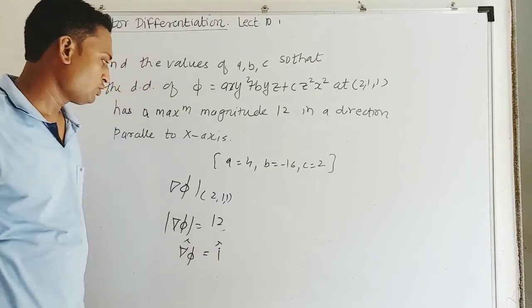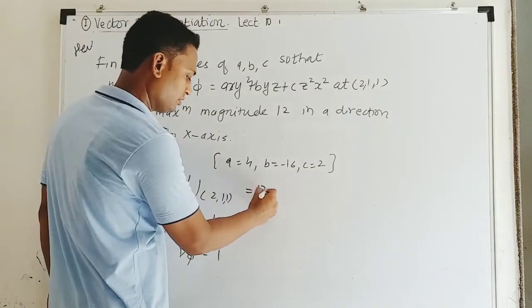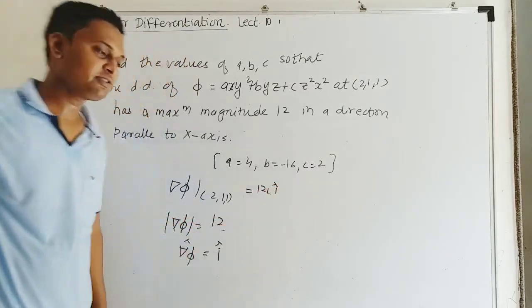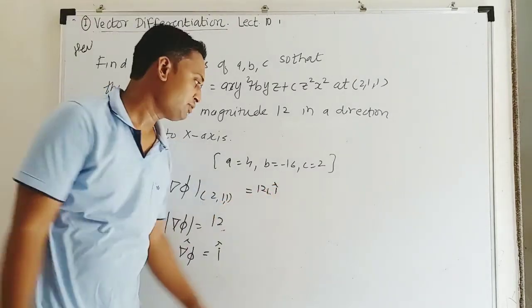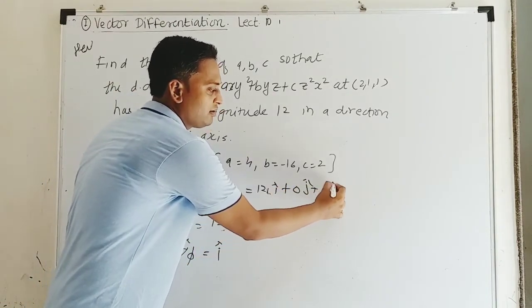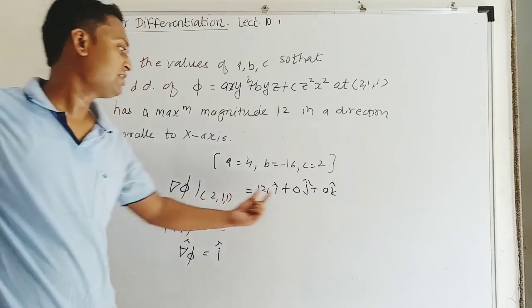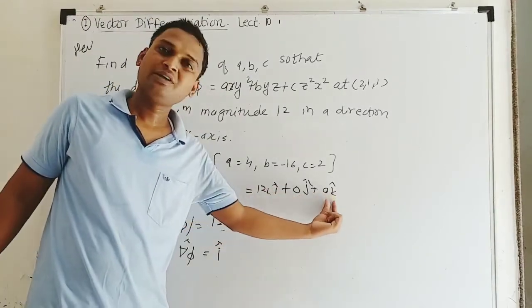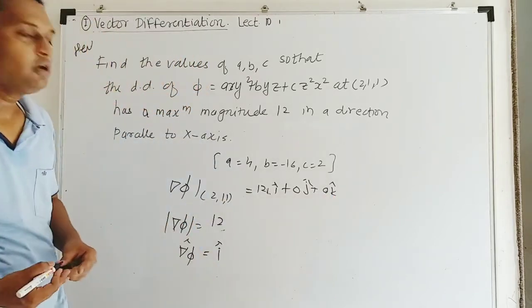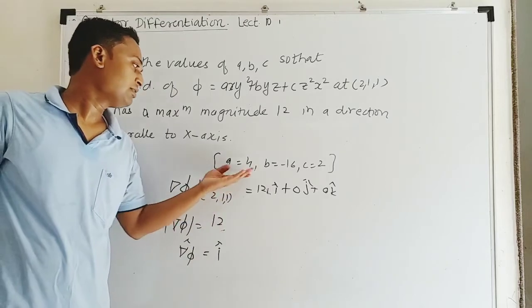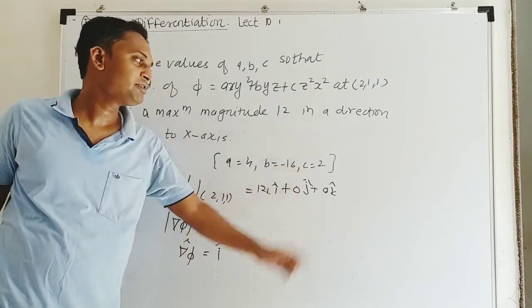So you have to equate this to 12 into i cap. So you get three equations. The coefficients of j and k, this can be written as 0j, 0k. So when you equate, the coefficient of j you have to equate to 0, and the coefficient of k you have to equate to 0. You will get three equations in three unknowns, and after solving them, you will get the values of A, B, C as 4, minus 69, 2.